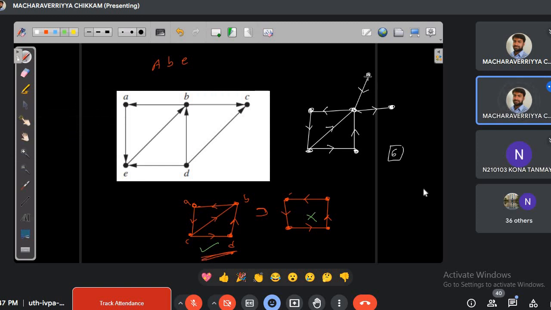All right. So there is a theorem about undirected graphs. In a connected undirected graph, there is a simple path between every pair of vertices.